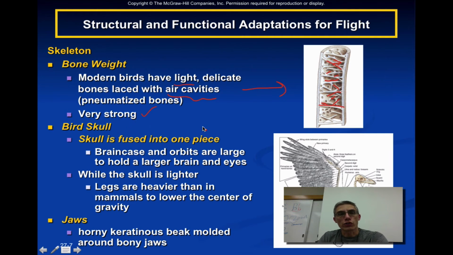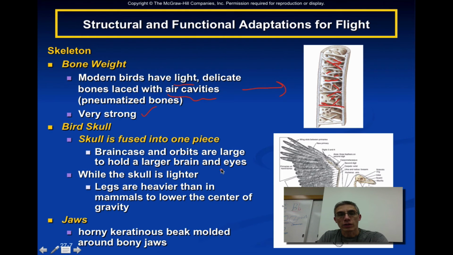Now the bird's skull is going to be fused into one piece, and the brain case and the orbits, which is the area that actually holds the eyes, are going to be relatively large, because now we have an animal that has somewhat of an intelligent nature to itself, and so this larger brain is going to accommodate that. And of course, we have large eyes in a lot of cases, because these animals will oftentimes rely very heavily on their sight.